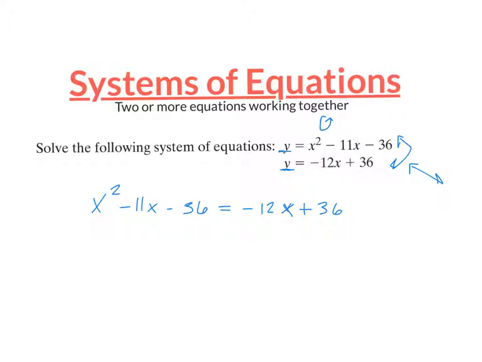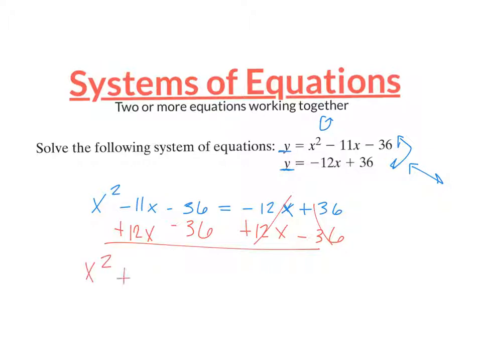If you remember, x squared likes to be positive and equal to 0. In this problem, it is positive on the side that it's on already, so I'm not going to move it, but I'm going to move these pieces of information over to the left side towards the x squared so that it's equal to 0. So I'm going to add 12x, canceling this out, and subtract 36, and cancel that out. I'll get x squared plus x minus 72 equals 0.